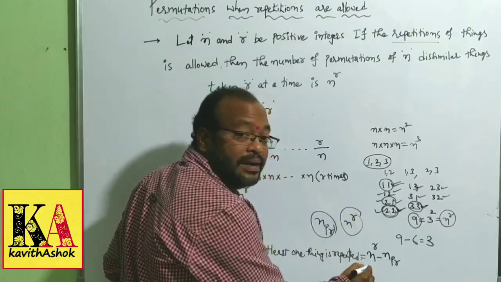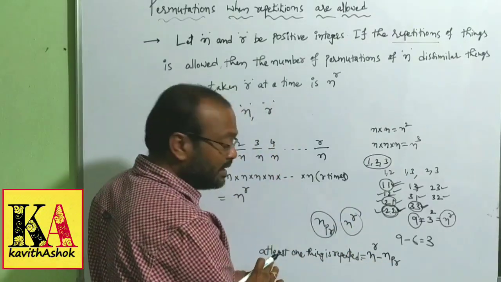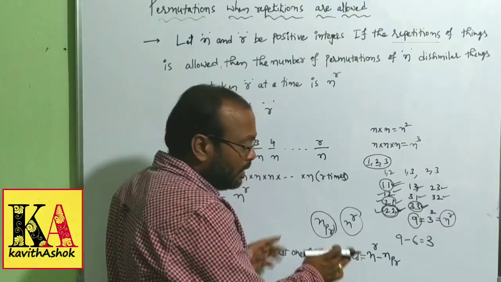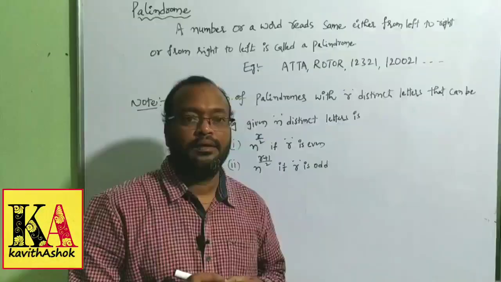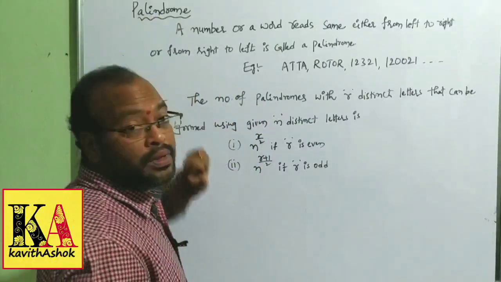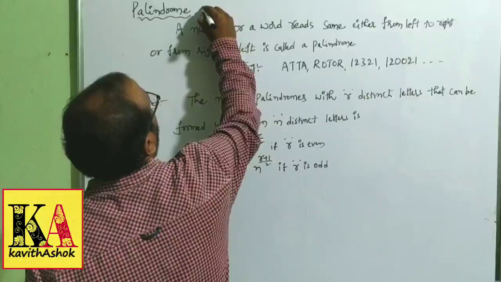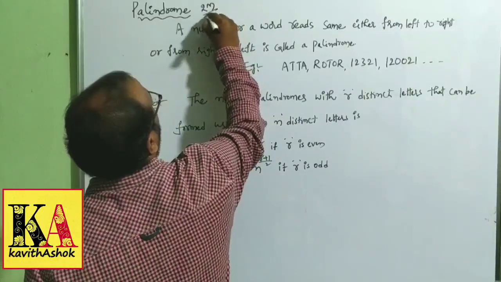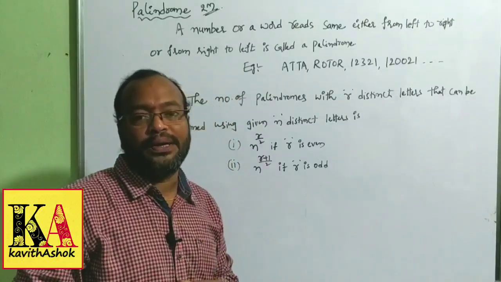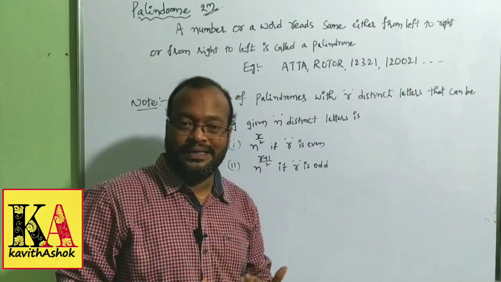If we subtract n to the power r minus nPr, we can get the cases where at least one thing is repeated. Is it clear? Like this, we can calculate the answers. Now, we will discuss one important concept, palindrome. From this concept, we may expect a 2 marks question. Not only for the 2 marks question, it is also important for competitive exams like MHT-CET and JEE Mains.